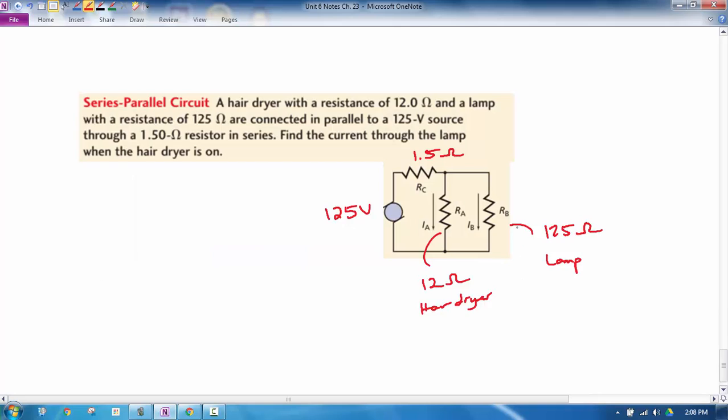Okay, so here's one more example before we start the homework. Let's say we have a 120 volt source. We're going through a 1.5 ohm resistor in series, and then we have two in parallel. We have a hairdryer and a lamp hooked up in parallel. The question is find the current through the lamp. So we're looking for the current right here.